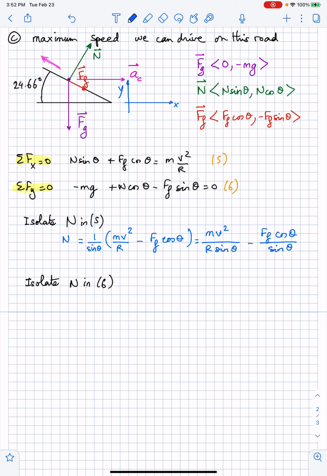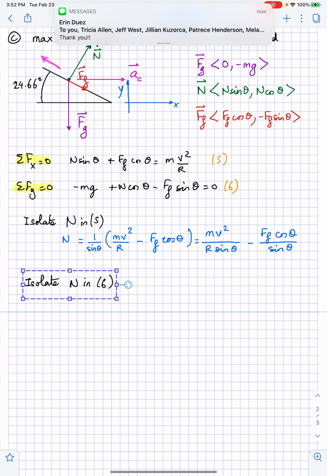Okay. Let's see what the second equation gives us.